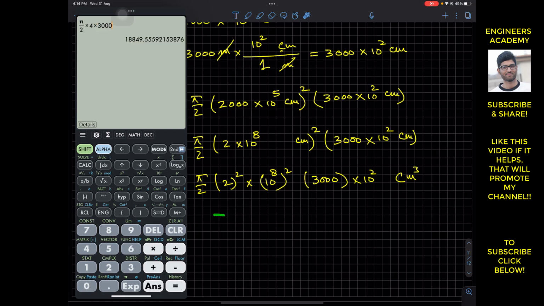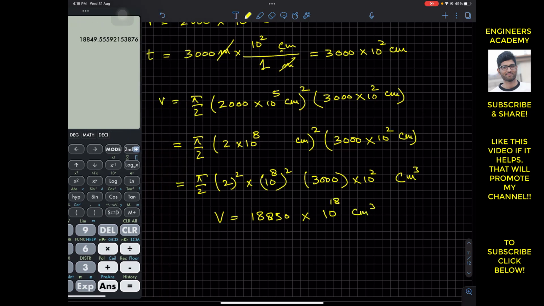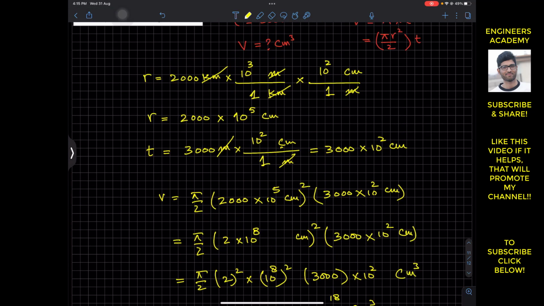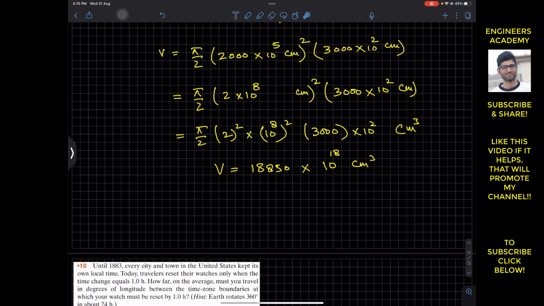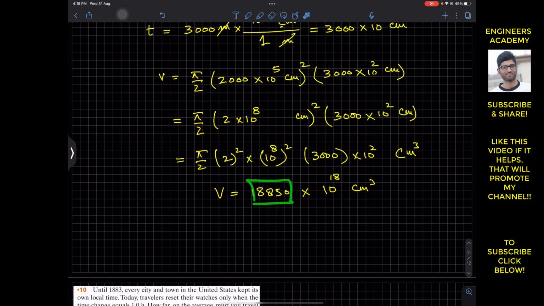This gives us a volume of approximately 18,850, with 10 to the power 16 and 10 raised to the power 2. So 10 raised to the power 16 plus 2 gives 10 raised to the power 18 cubic centimeters. Now the given data has four significant figures, so we need our answer in four significant figures as well. We have these five figures.